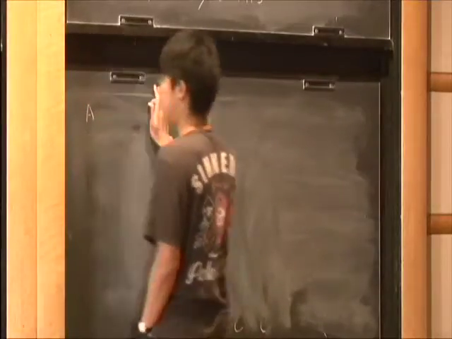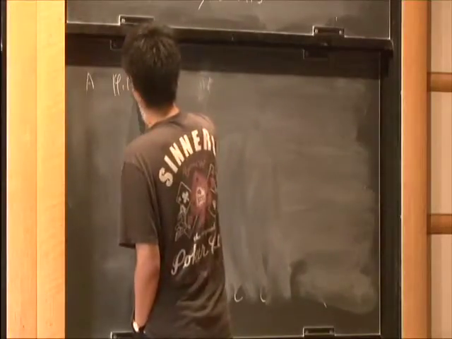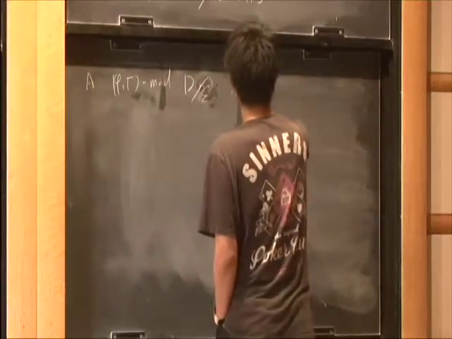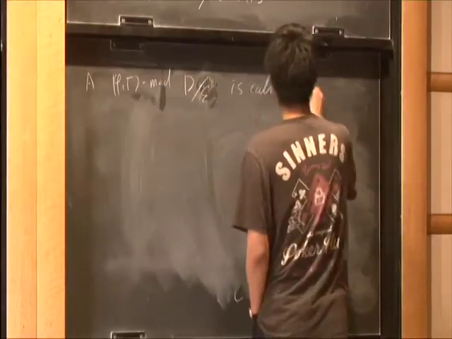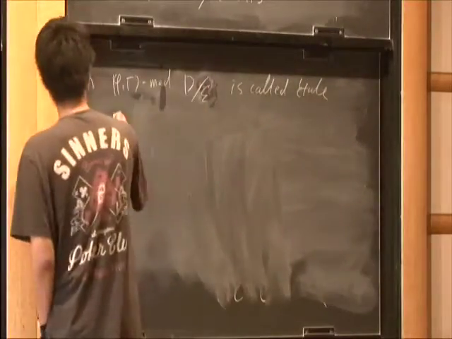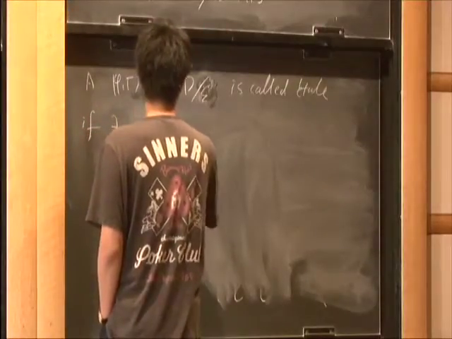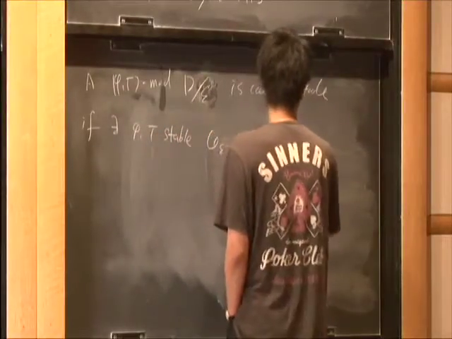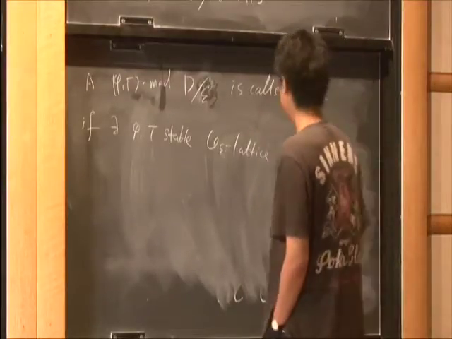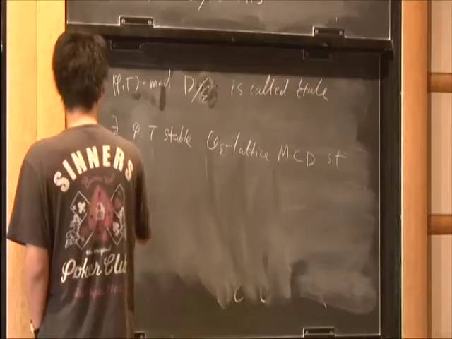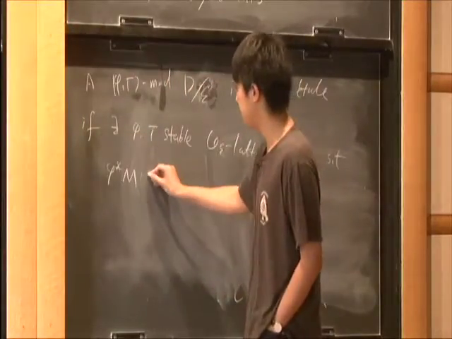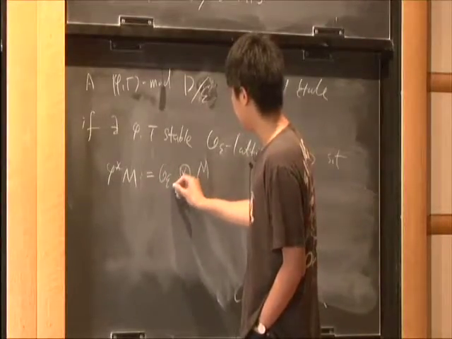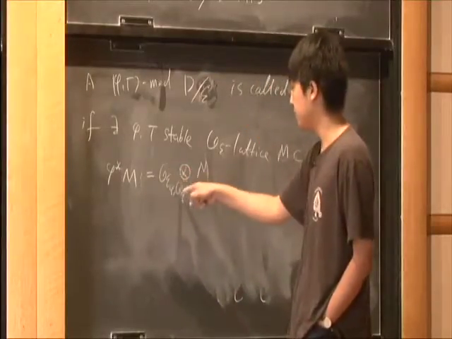So the phi gamma module D over E is called étale if there exists a phi gamma stable OE lattice M contained in D such that the twist of M by the Frobenius, which we denote by phi star M, defined to be OE tensor M, where OE here is viewed as an OE module via this phi action.